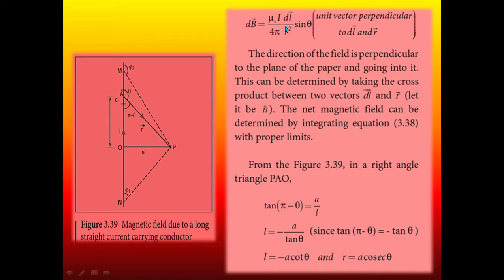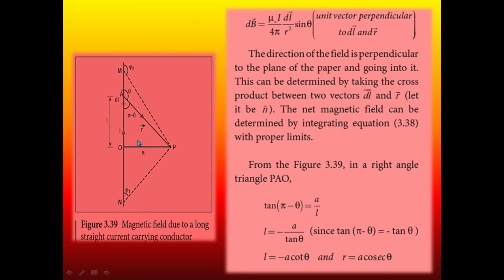Now the derivation. From the Biot-Savart law, dB vector is equal to mu naught I dl vector divided by 4 pi r square into sin theta, times the unit vector perpendicular to dl vector and r vector. Now the direction of the field is perpendicular to the plane of the paper and going into it. This can be determined by taking a cross product between the two vectors dl vector and r vector. Let it be n cap.